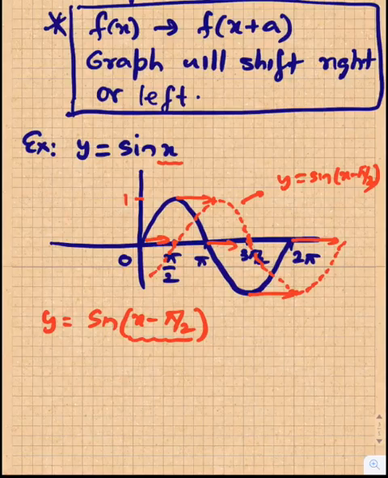So if you see in this graph or the previous graph, what is happening is all the points are getting shifted by π/2 units towards the right side. Why right side? Because it is written x minus a, that's why. Alright, hope this will help you to do this transformation quickly.